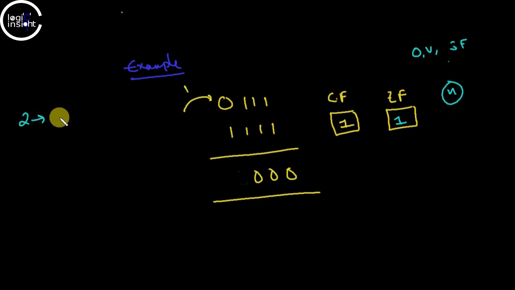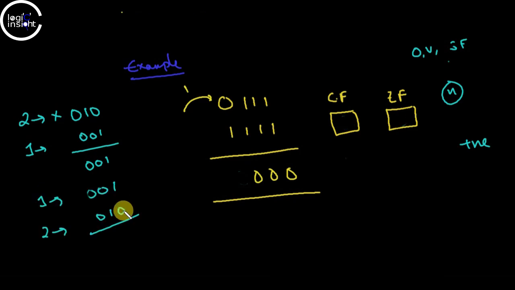Let us take a small condition. If 2's value is 0 1 0 and 1's value is 0 0 1, and I do the subtraction, this is the answer, right? You can see that this is not 0 and there is no borrow, so these flags will remain 0, which tells us it's a positive value. For example, if 1 minus 2 is there, then what happens? 1 minus 0 will be 1, and 0 minus 1, we have to borrow 1 from the higher order, which makes the carry flag 1.